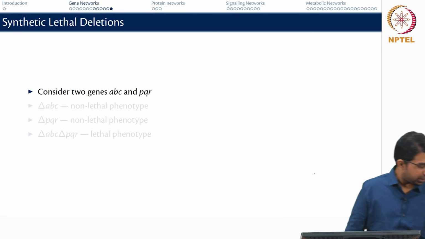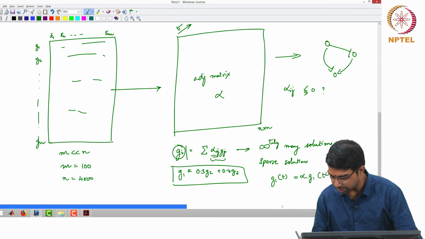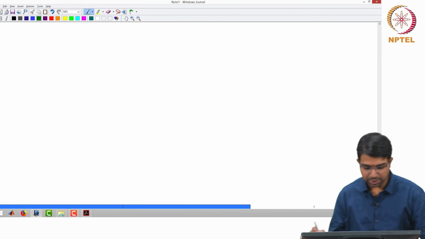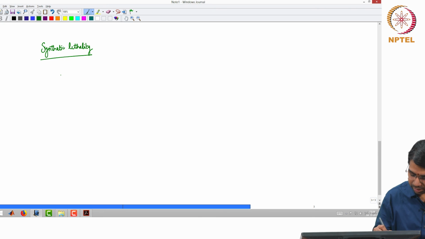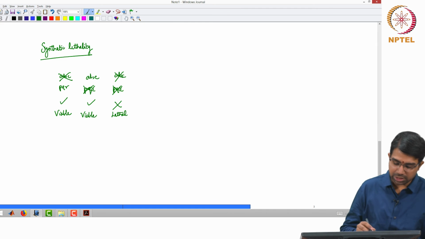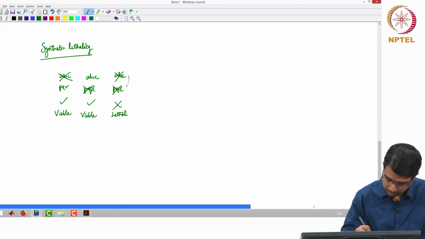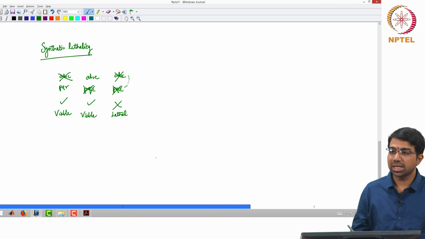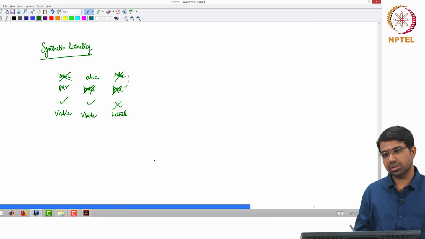The other interesting set of interactions is something known as synthetic lethality. So, let us consider a cell which has 2 genes ABC and say PQR. When you delete ABC, nothing happens to the cell. When you delete PQR, the cell still grows. When you delete both ABC and PQR, the cell dies. So this means that there is some interaction, genetic interaction between these 2 genes, right.